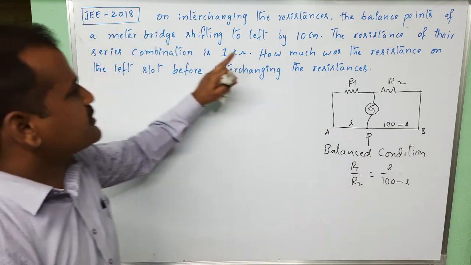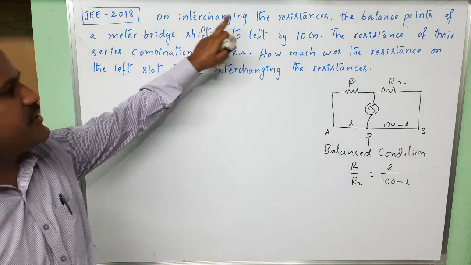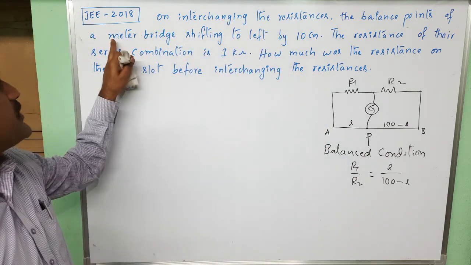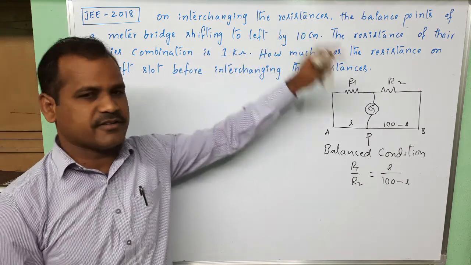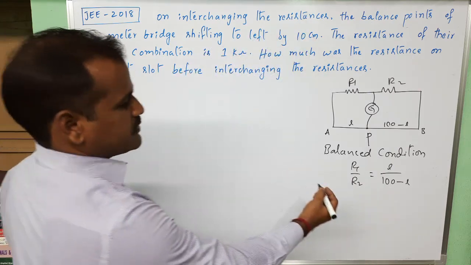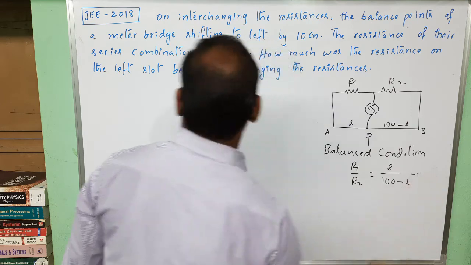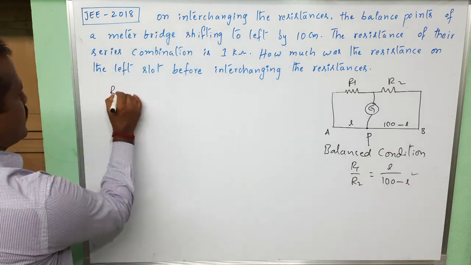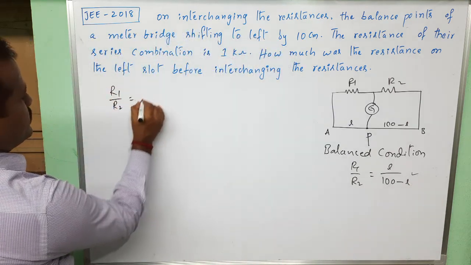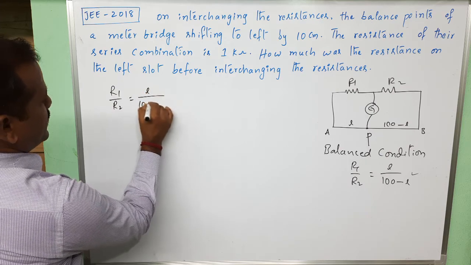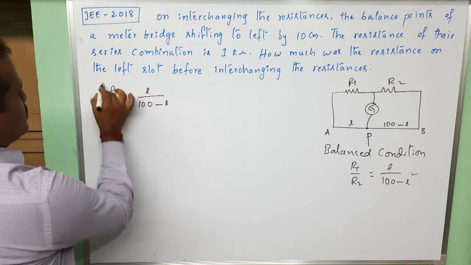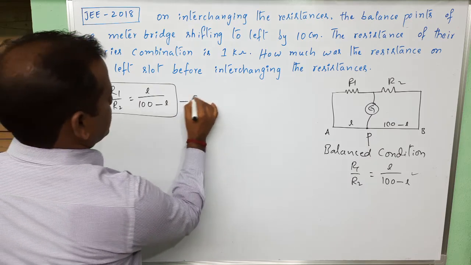In this question he asked that on interchanging of the resistances, the balance point of the meter bridge shifts to the left by 10 centimeters. So first let us consider the balanced condition here. R1 by R2 is L divided by 100 minus L. So this is one condition we can get.